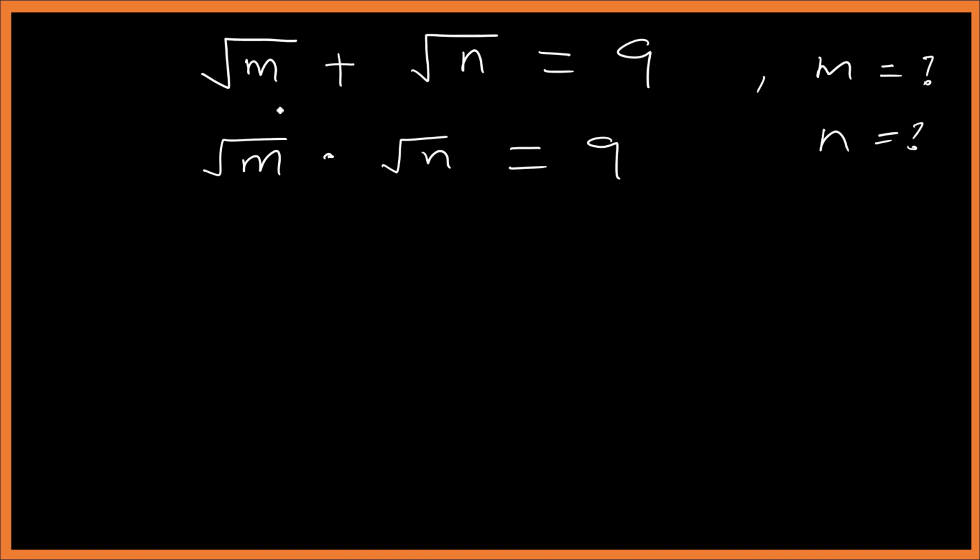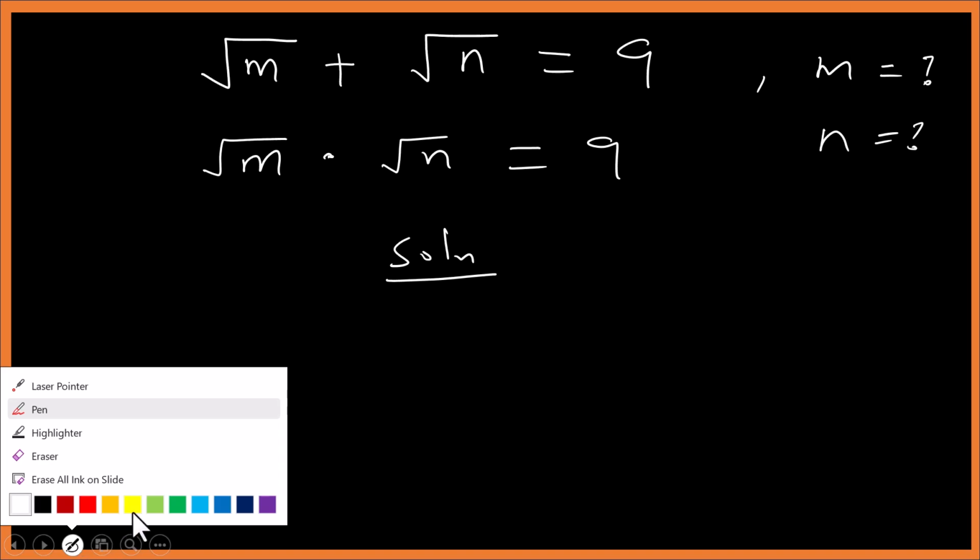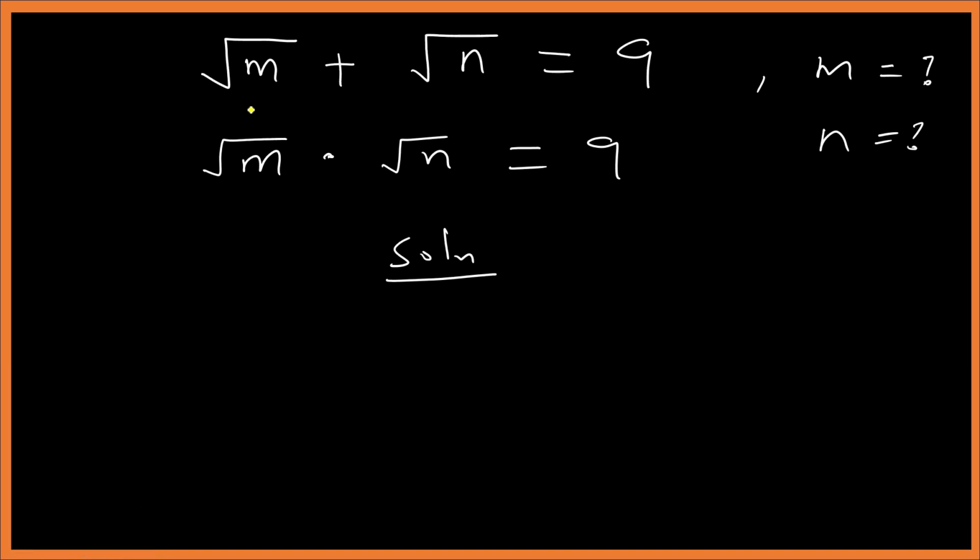Alright, let's provide solutions to this problem. We had to solve for M and N. So let's get started. We have M, then N, throughout.